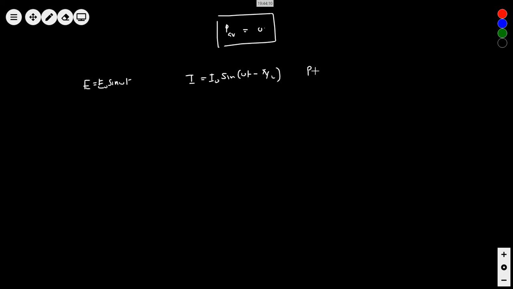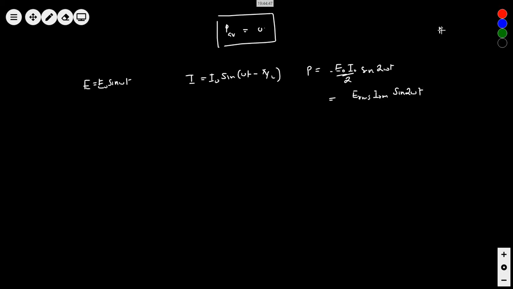Now we've got power. Power would be what? Power is given as minus E naught I naught by 2 sine of 2 omega t. First of all, here this is E naught I naught by 2. In this case, what is E naught I naught? Can I write this in this way also? E RMS I RMS sine of 2 omega t.